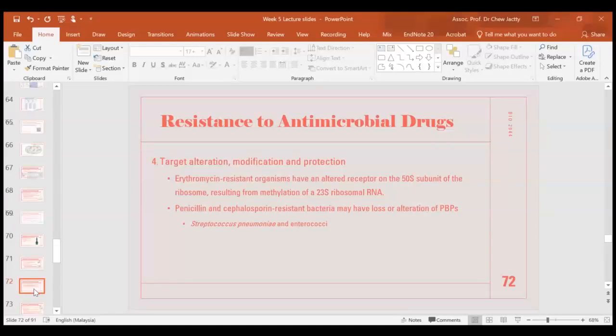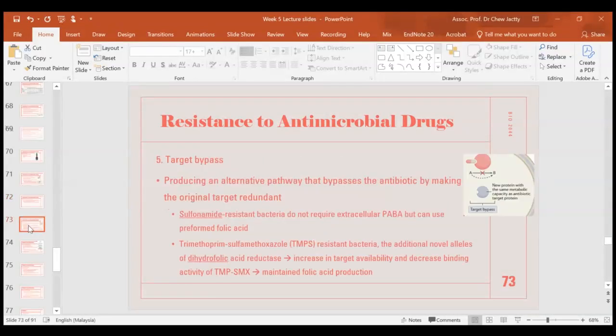Penicillin and cephalosporin resistant bacteria may have a new PBP, penicillin binding protein, for example, penicillin binding protein 2A in Staph aureus, that is not recognized, or they can increase the PBP that's present in the cell. So when there are more PBP, antibiotics have more targets, so they have less effect on the bacteria. So the transpeptidation can continue happening.